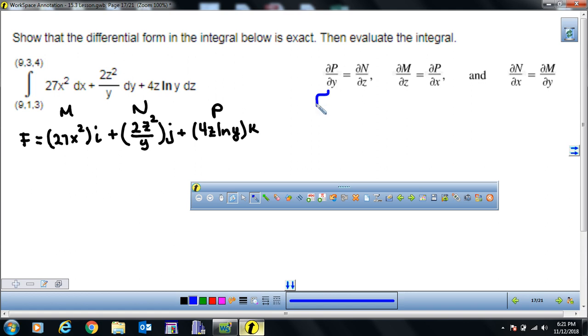So the derivative of the last component with respect to y would be 4z times 1 over y, which is 4z over y.